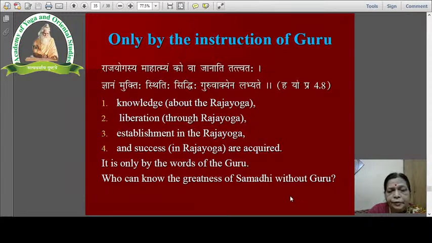without the Guru? Only by the instructions of the Guru can the yogi have the knowledge of Raja Yoga. He can be liberated through Raja Yoga or Samadhi. Raja Yoga is a synonym of Samadhi. He can establish himself in Raja Yoga or Samadhi, and he can be successful in Raja Yoga only by the instruction of the Guru. So like this, a little description of Samadhi.